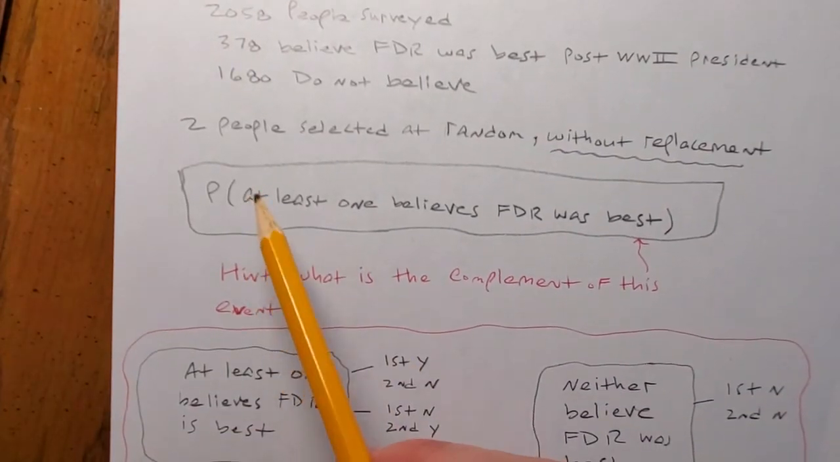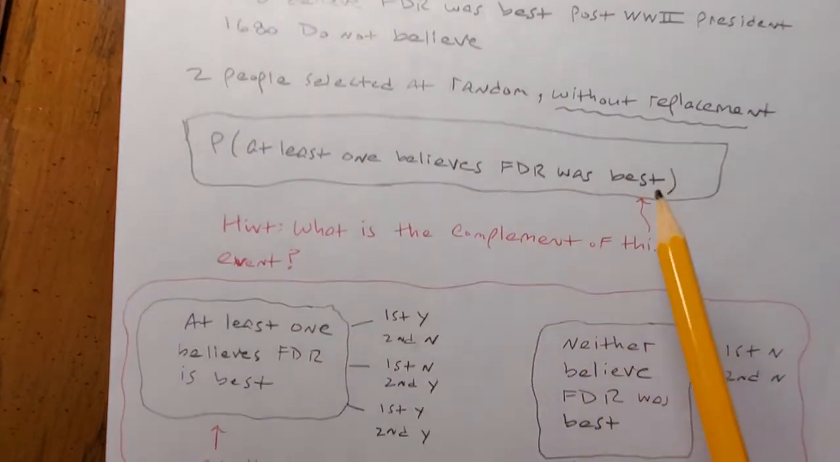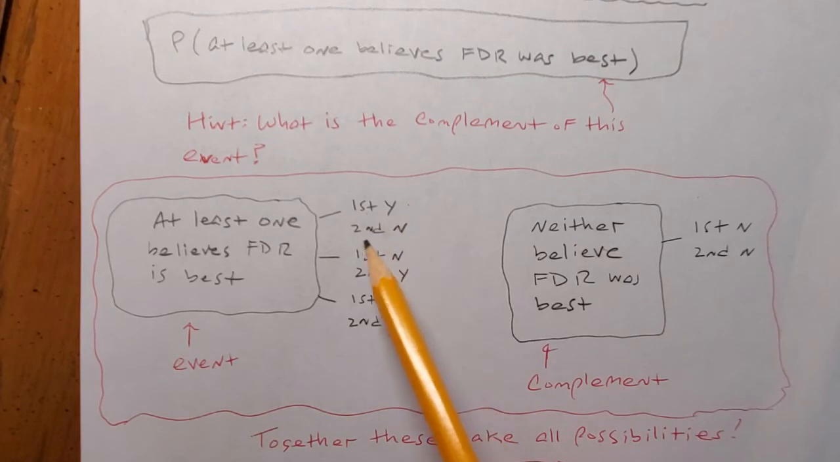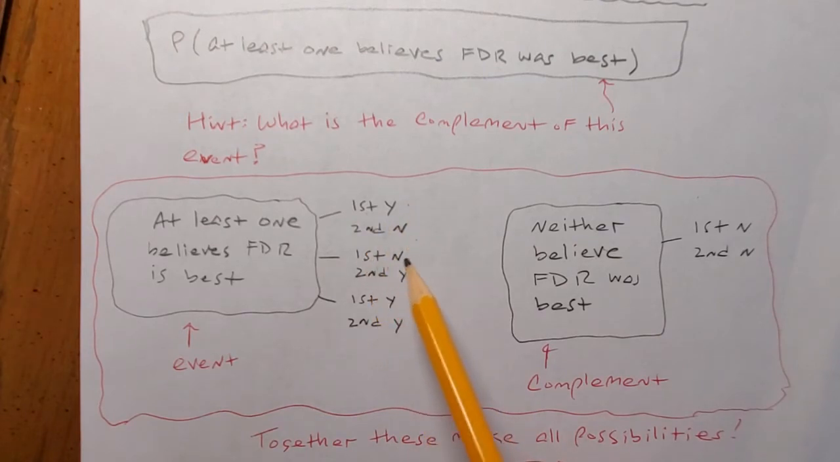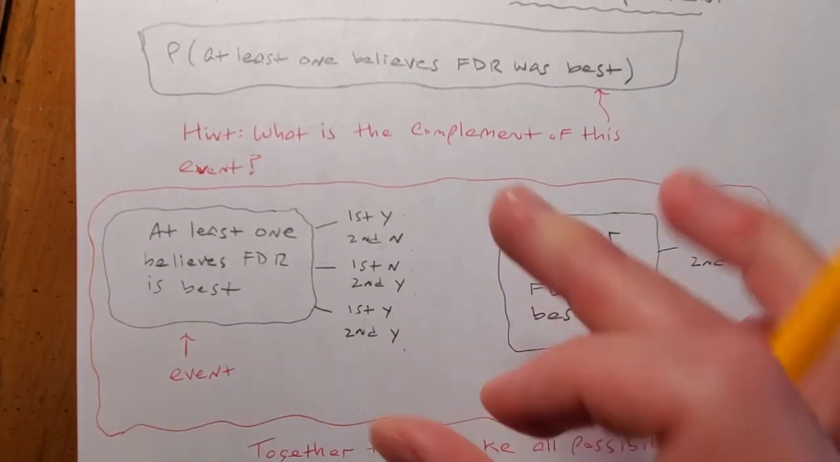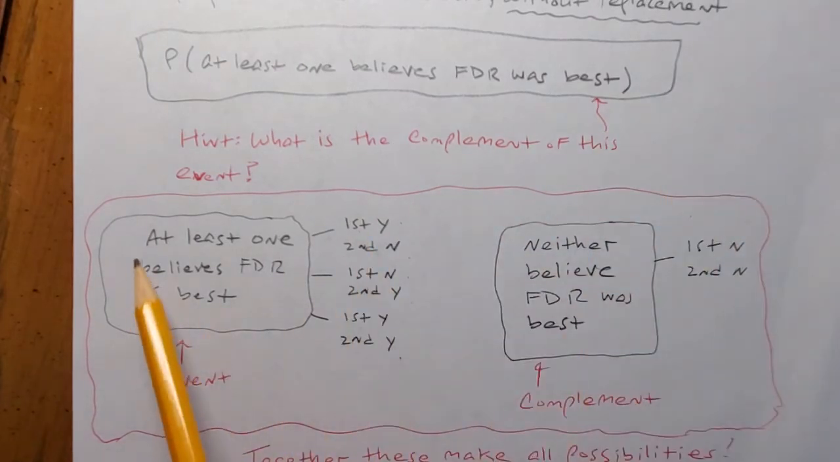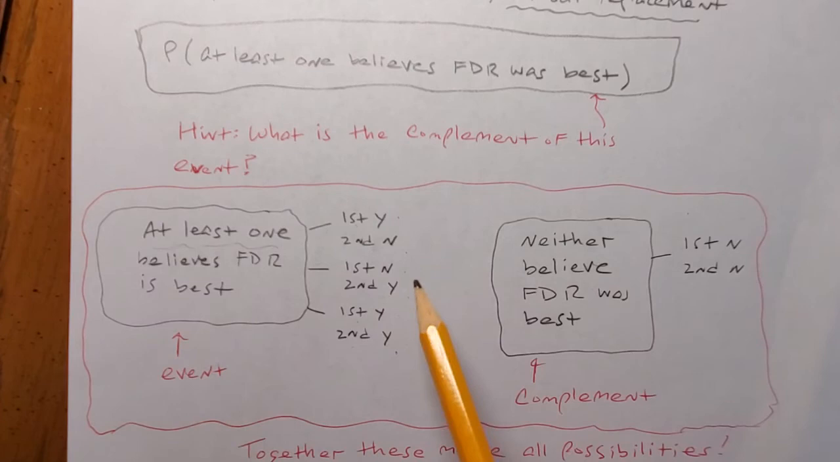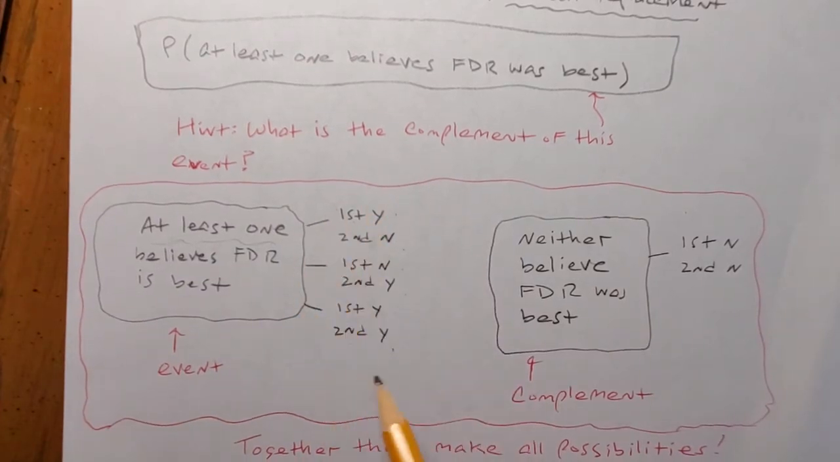So suppose you select 2 people at random, and I'm talking about the event that at least one person believes FDR was best. So here's the way that could work out. First person says yes, second person says no. First person says no, second person says yes. First person says yes, second person says yes. Does that encompass the event that at least one believes FDR is best? Yeah, I mean, that's every way it could happen that at least one person believes FDR was the best post-World War II president. Yes.